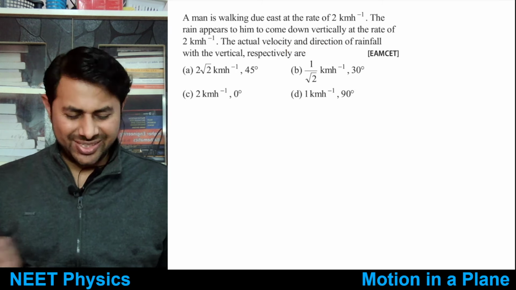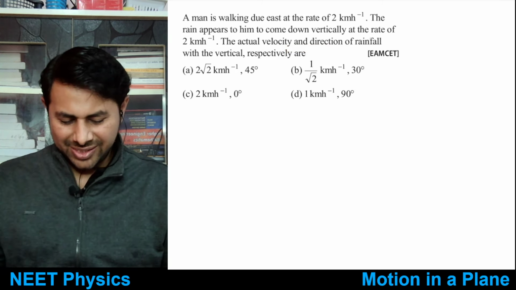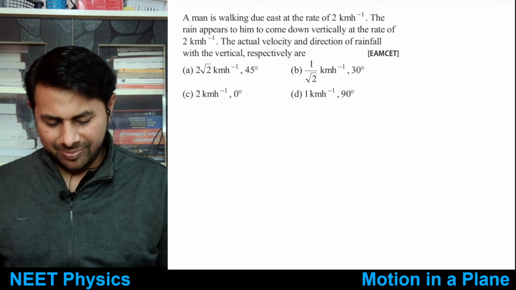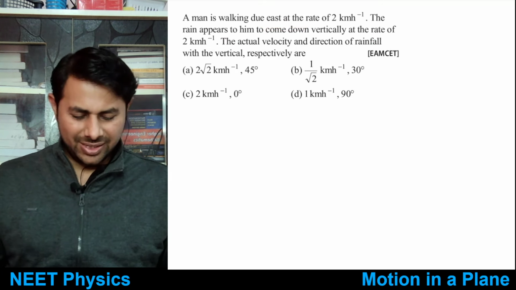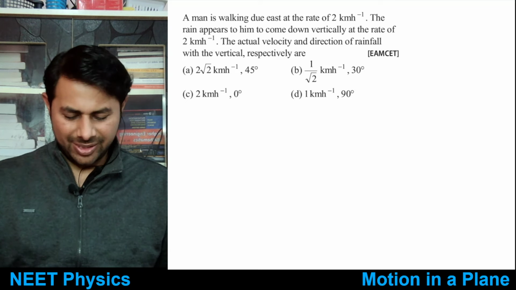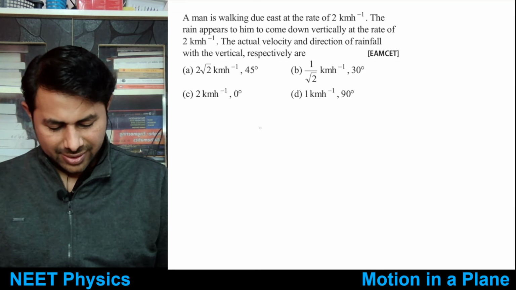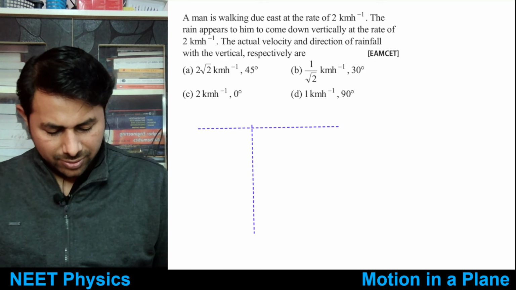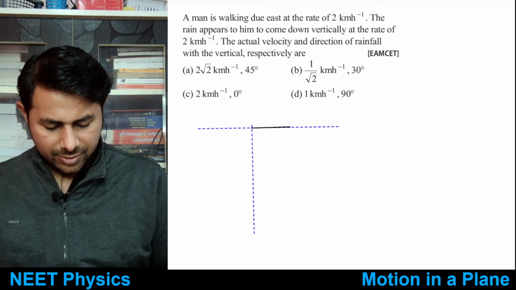Okay, so now this is different. Man is moving in forward direction, let's say towards east, and the rain appears to him to come down vertically. So is the rain coming down vertically? It's not coming down, right? But not in vertical direction. So man is walking towards east like this.